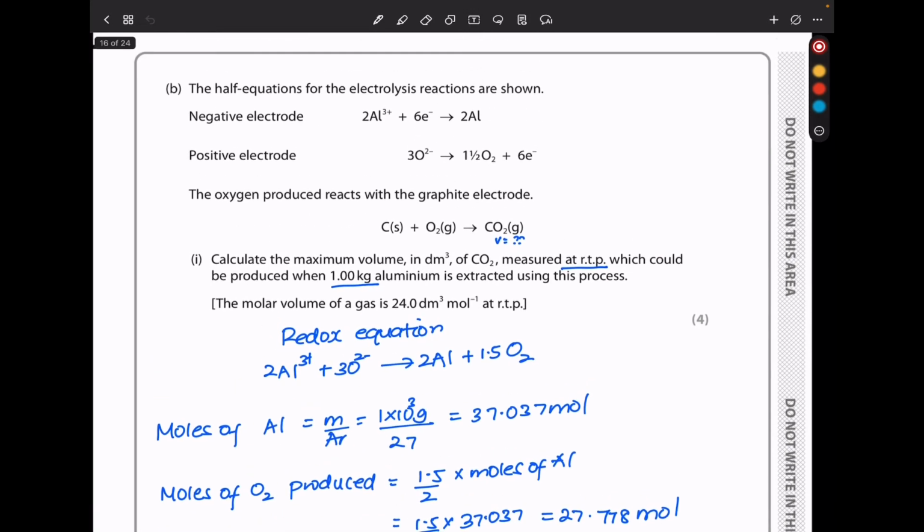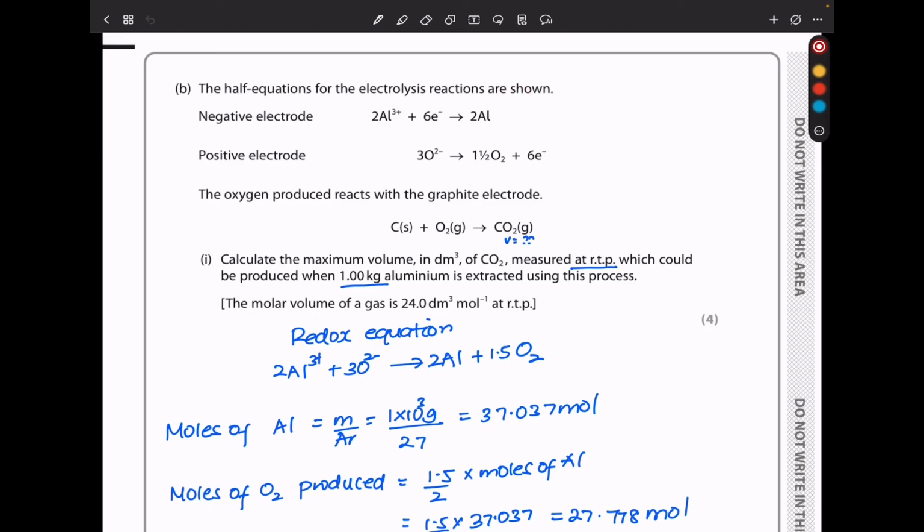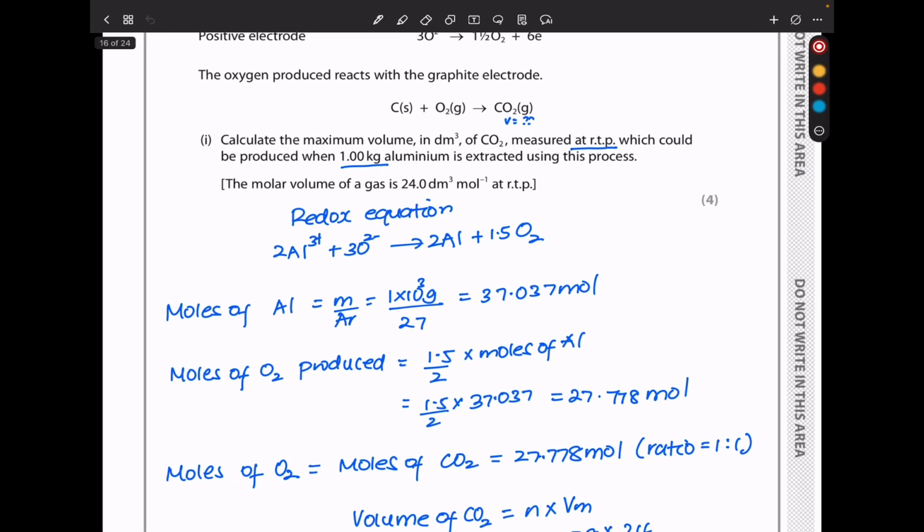So I combined the two equations, these two, to create the overall redox equation. Since these electrons were 6 and these were 6, just combine the two and I got that. So the moles of aluminium are going to be the mass divided by the atomic mass. So 1 kilogram is 1,000 grams divided by 27, so those are the moles of aluminium. The moles of oxygen are going to be 1.5 divided by 2 times the moles of aluminium, and this is 1.5 divided by 2 times 37.037, giving me 27.778 mole.